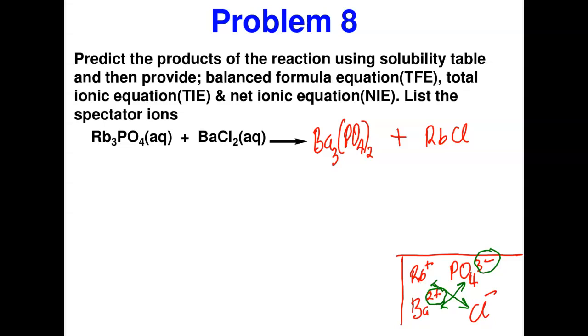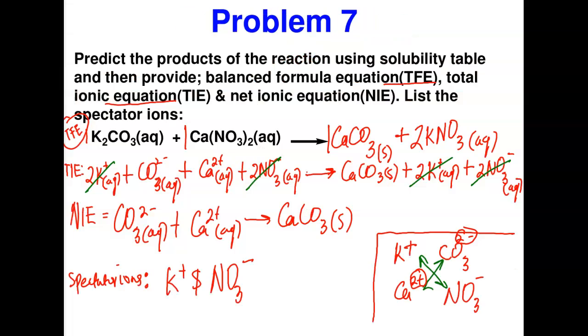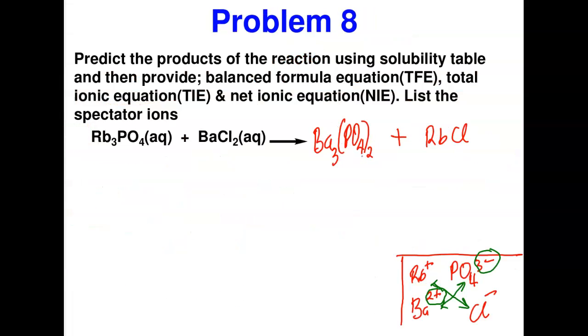Now, we have to know what the states are by looking at our table again. I know what it is already, but let's go to the table and look at it. If you look at the usually insoluble, what do you have there? The phosphate. All phosphates are insoluble except ammonium and group 1. There is no ammonium here. There's no group 1 here. Therefore, this is going to be our solid, and this is going to be our aqueous, because all chlorides are soluble except a few of them that were listed. So we got our states.